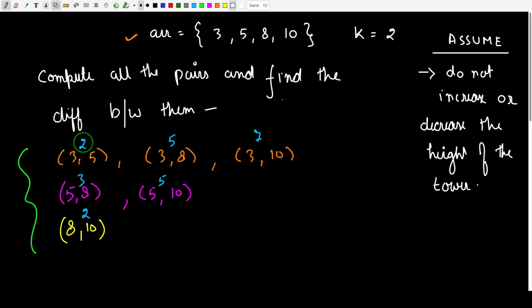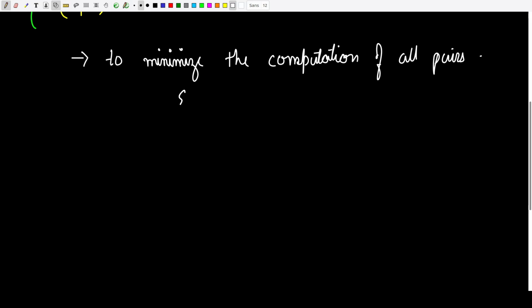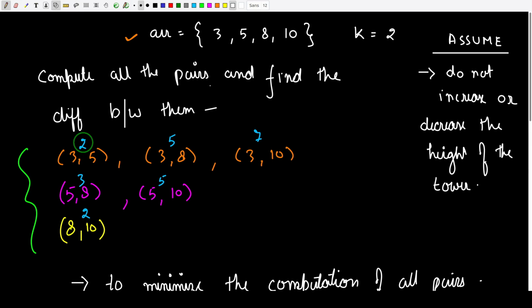So over here, as we can see, we are computing the difference between all the pairs. So the first optimization over here is to minimize the computation of all pairs. And how can we minimize this computation? Well, we can minimize this by sorting the array. So for instance, if this array was already sorted, the difference between these pairs, which is 5 and 7, will always be greater than 2. Similarly, the difference between this pair will always be greater than the first pair.